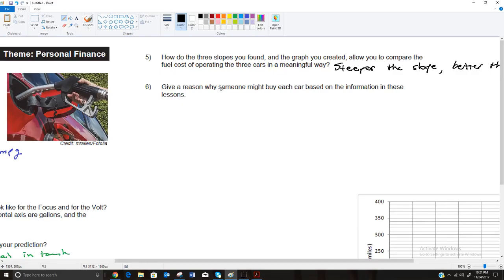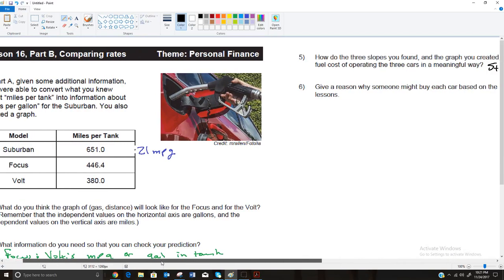So give a reason why someone might buy each of the cars based on the information in these lessons. Well, we don't have all the information about these cars. All we can do is kind of hypothesize from what we already know. And we know that one of the benefits of the Suburban is it can go further on a tank of gas. So say you want to fill up and you need to drive somewhere and you know there's not going to be a lot of gas stations. Maybe you're out in the western part of Texas, or you're in Wyoming, or somewhere where it's not highly populated, and you may have to go a while before you go get a tank of gas.